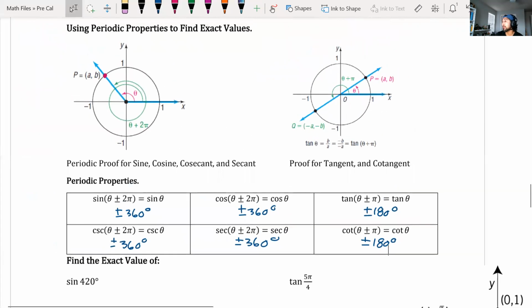So these are the periodic properties for the 6 trig functions. Sine, cosine, secant, cosecant repeat themselves every 2 pi. Tangent, cotangent repeat themselves every pi. Any questions on that?